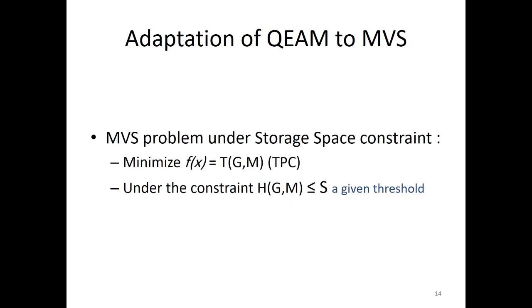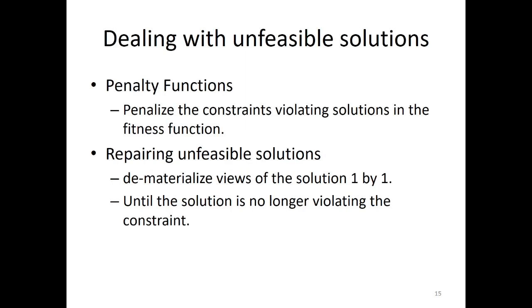We use the QEAM algorithm to solve the MVS problem under a storage space constraint, where we try to find the set of views that minimizes the objective function, or the total processing cost, under the constraint of not exceeding the threshold S when storing this set. We call the solutions violating the constraint infeasible solutions. One of the most commonly used methods to deal with this problem is to implement a penalty function, penalizing those infeasible solutions and ensuring that even if they have good fitness, they will not be highly evaluated among other solutions.